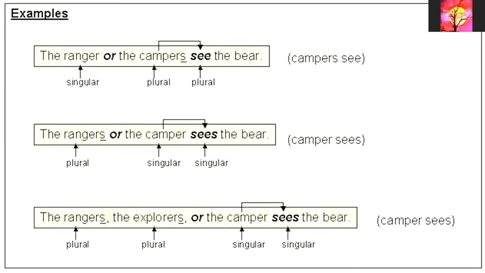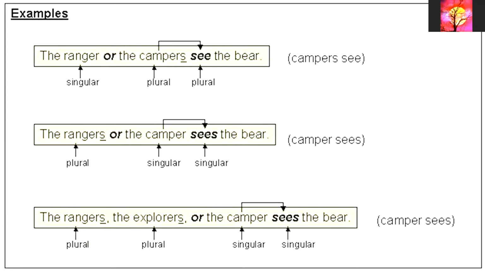The ranger or the campers see the bear. The ranger is singular, campers is plural. It is joined by the word or. Therefore, the verb see is also plural. Next, the rangers or the camper sees the bear. Here, the subject consists of two nouns, rangers and camper. Rangers is plural, camper is singular. Therefore, the verb also becomes singular and we use sees.